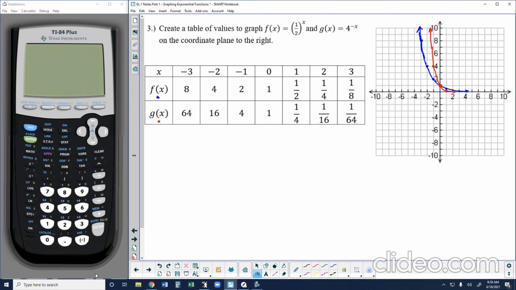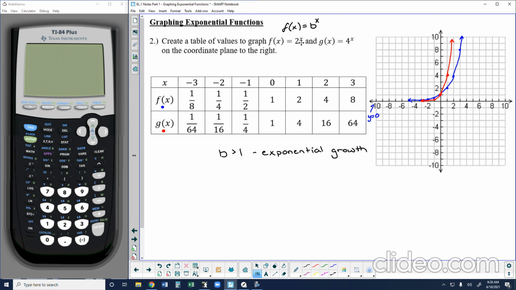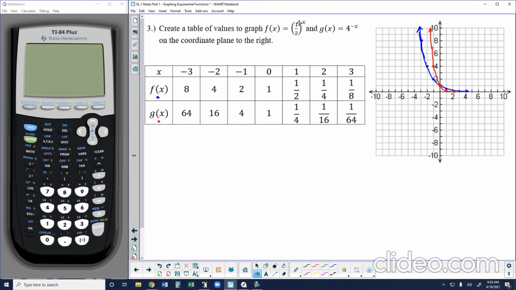Okay, so hopefully you have a table of values that looks like what I have up here on the screen, and you have two graphs that look like what I have up here on the screen. So notice a couple things that have changed here. Now, f of x was the reciprocal of the base that we saw in problem 2. In problem 2, we had f of x that was 2 to the x power, and now we have 1/2 to the x power.